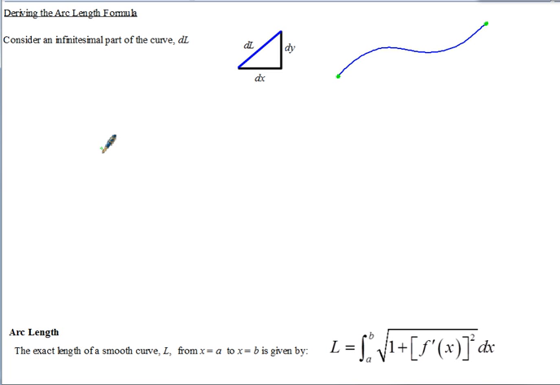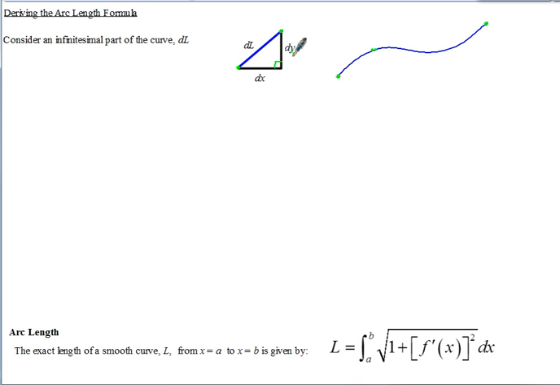So let's see where the arc length formula comes from, first of all. If we consider an infinitesimal part of the curve, which we call dl, so a really tiny part of this, even smaller than that, that's what from there to there represents, then we can make a little right triangle by considering there's some change in x, an infinitesimal small change dx, and some infinitesimal small change in y, we'll call dy.